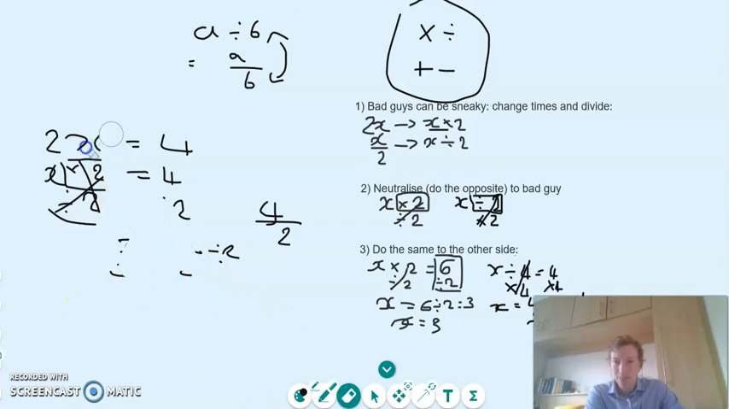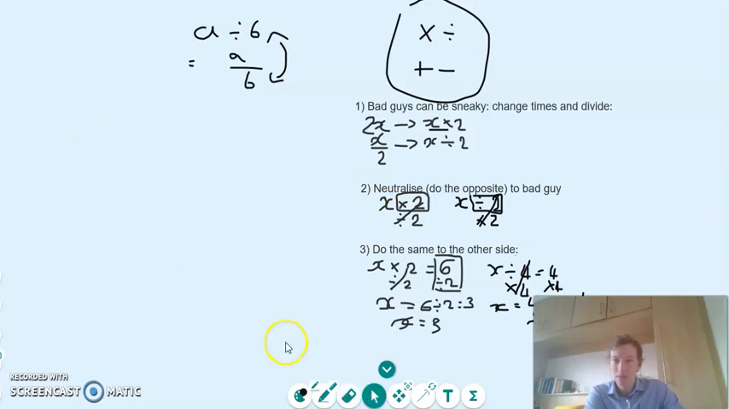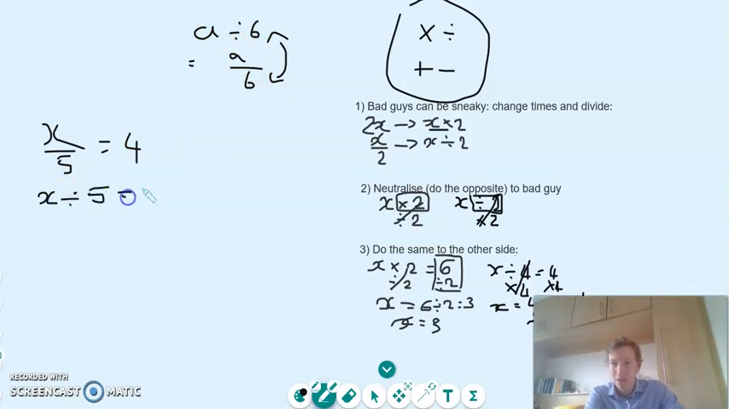Okay, so let's now do a dividey one. So let's do a dividey one like x divided by 5 is 4. So step 1, bad guys can be sneaky. We need to translate this into this. So x over 5 means x divided by 5. X divided by 5 is 4.